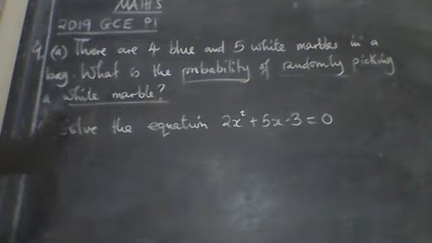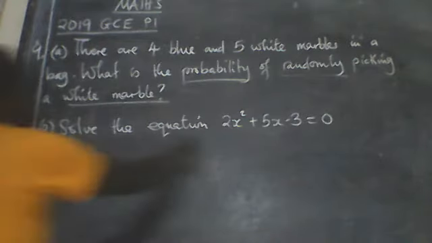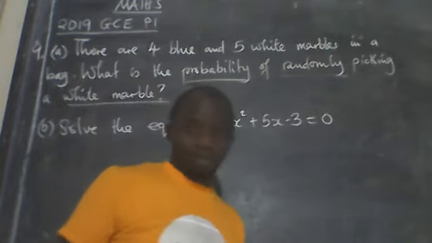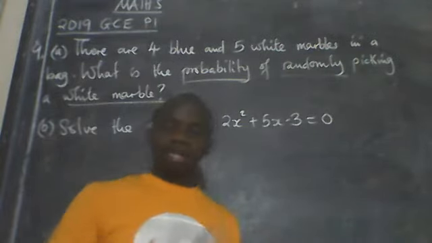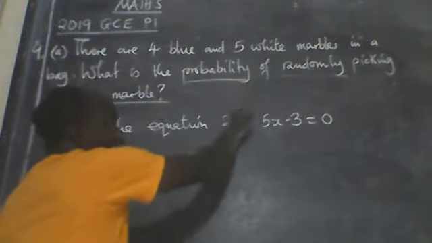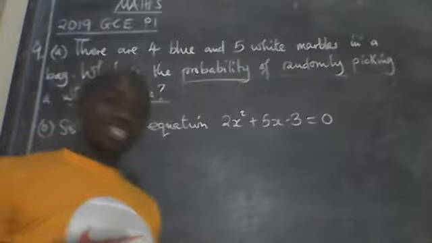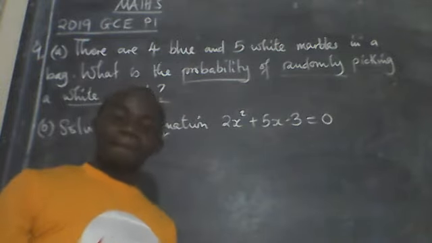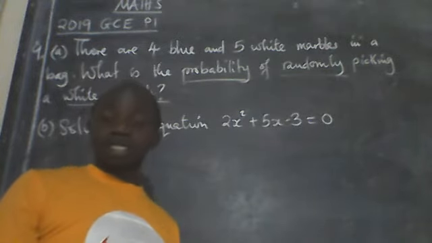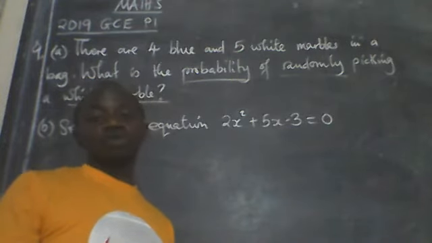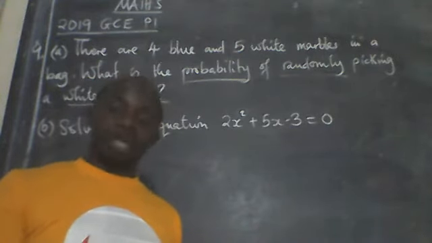The second part of question number 9 was to solve the equation 2x squared plus 5x minus 3 is equal to 0. You are asked to solve. What type of equation is this? This is a quadratic equation. Okay? So solving a quadratic equation is in 3 ways. You can either factorize, you can also complete the square, and you can also use the quadratic formula.